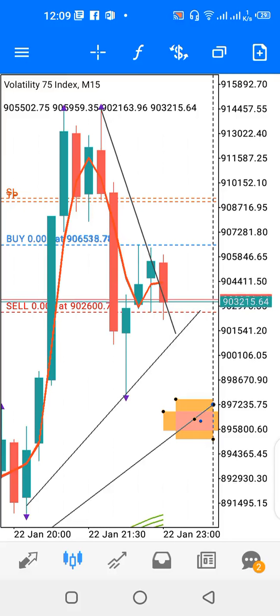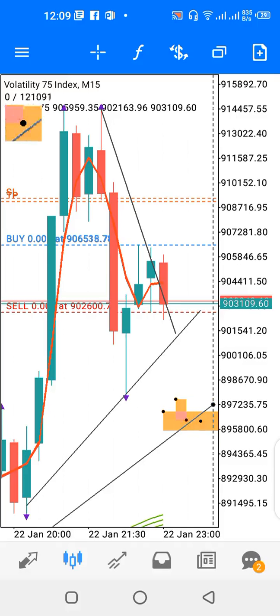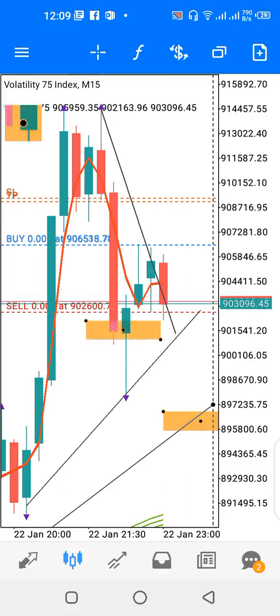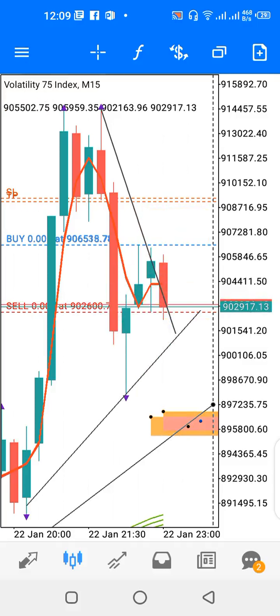Set the pending orders, and then you stop at the third pending order when you are not sure of the direction of the trade. Stop at the third pending order. But for this particular trade, I had the conviction that price will go up. This is a 15 minutes time frame.